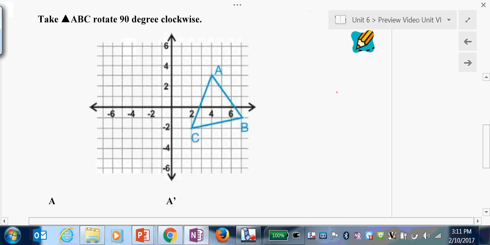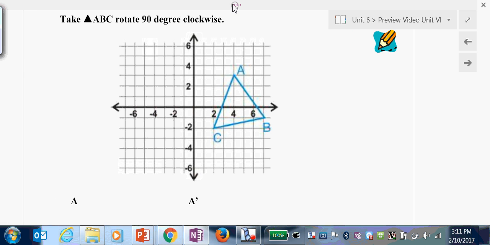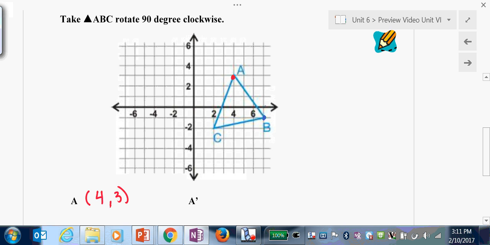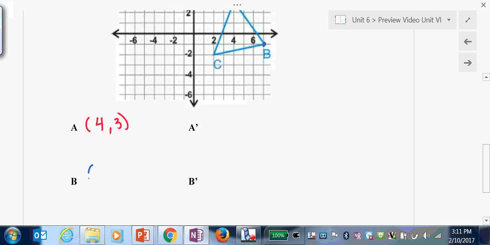Okay, let's do this. This is a little tricky here, but I know you can do this. So we're going to take A. Keep that color-coded. That's going to be 4 and 3. And then B is at 7, -1, the same thing we've been using. And then C here.